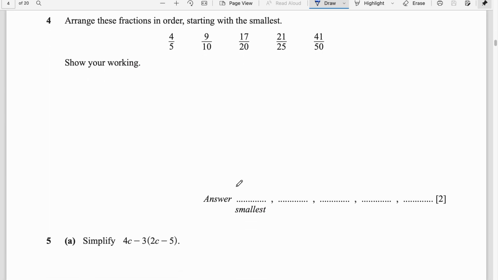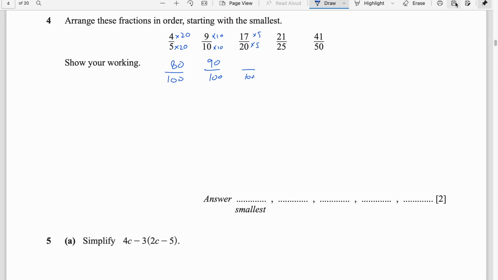Question number 4. Arrange these fractions in order starting with the smallest. So I'm taking the LCM of 5, 10, 20, 25, 100. The LCM is 100 for each of them. To make it 100, I have to multiply this with 20 in numerator and denominator both. To make this 100, we multiply both of them with 10. To make this 100, we multiply with 5.